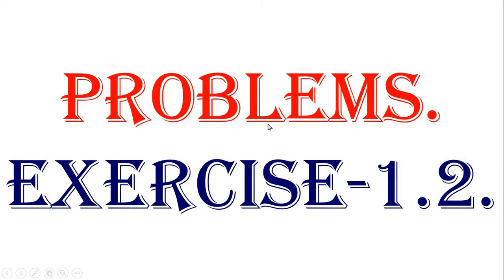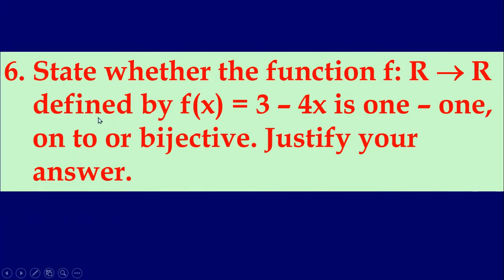Next we discuss some problems. These problems are from exercise 1.2. In the last class we studied many problems. So now this is problem number 6. State whether the function f from R to R defined by f of x equal to 3 minus 4x is one-one, onto or bijective. Justify your answer.